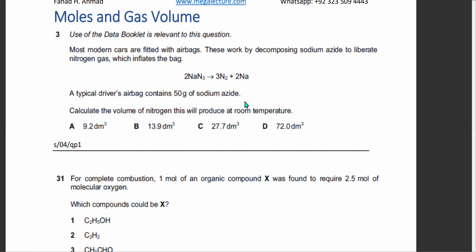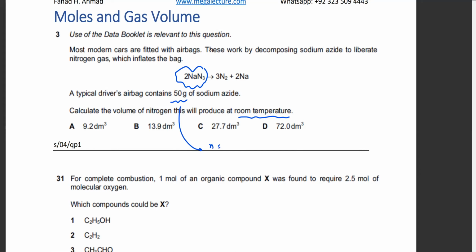As long as it's not written explicitly that the reaction is happening at room temperature, you're not going to assume that. In this case, we're going to assume that it will occupy 24 dm cube. So the question states that there is 50 grams of sodium azide. Can somebody tell me what the moles are? How do you find moles?